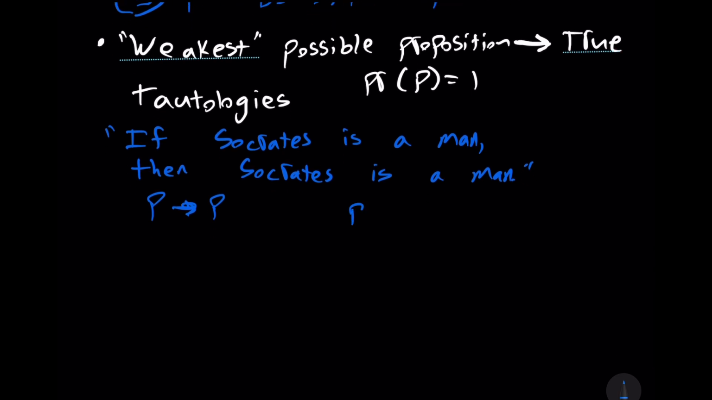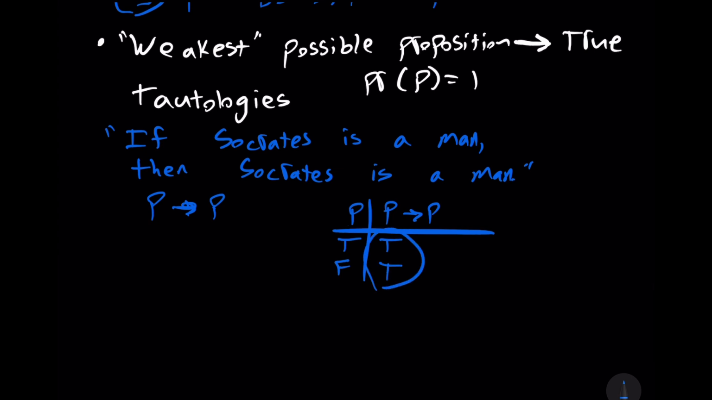So let's say we have P, and then we have P arrow P. Well, P can be true or it could be false. But if P is true, the conditional, if P then P, is true. But likewise, if P is false, we still get a true molecular proposition, namely if P then P. So we have this tautology.